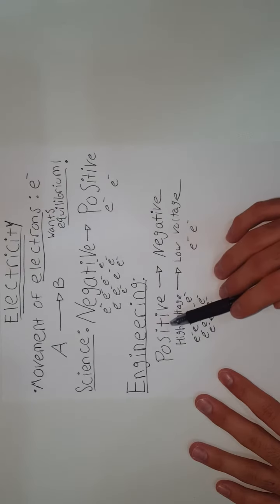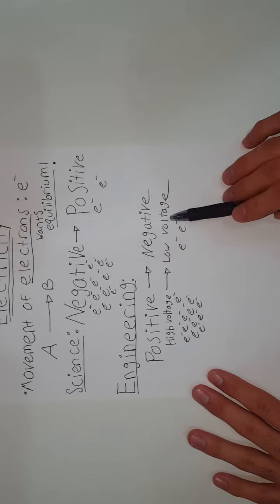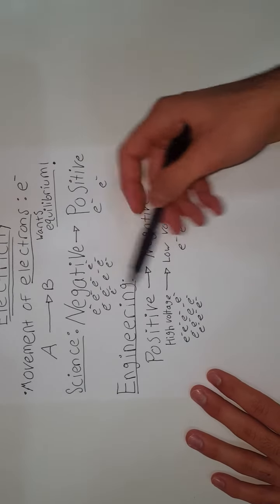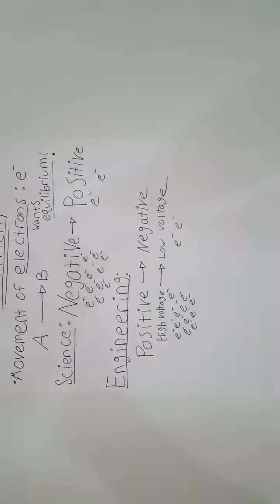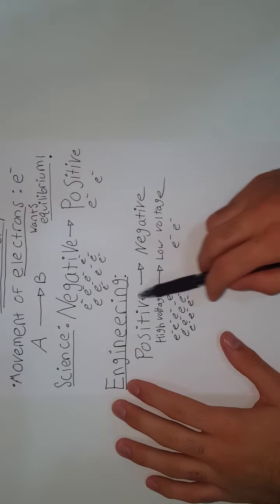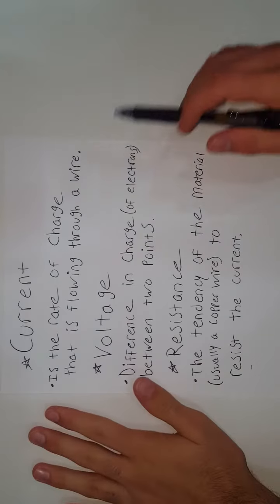While in engineering, it goes from positive to negative in the sense that it is high voltage to low voltage. So, same concept of high quantity of electrons to a low quantity. And for this video we're going to be using the concept of engineering of electricity. Now we have to understand how a current works.